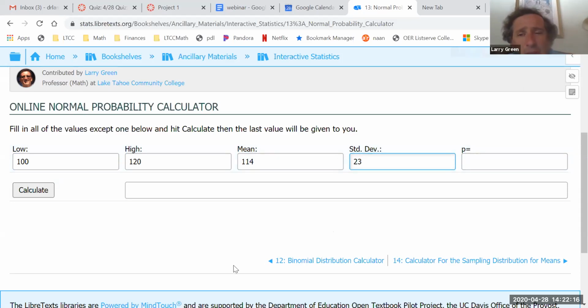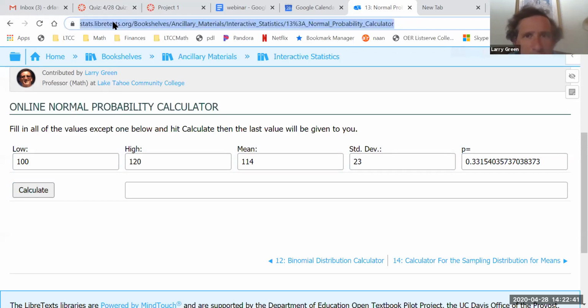By the way, I coded this so that if you leave one of these blank, it'll find it if you have everything else typed in. And now I hit calculate, and there's our probability. Let's go, I don't know, 4 decimals: 0.3315. Any questions on that? Okay, let me do the following, just so you have it now.